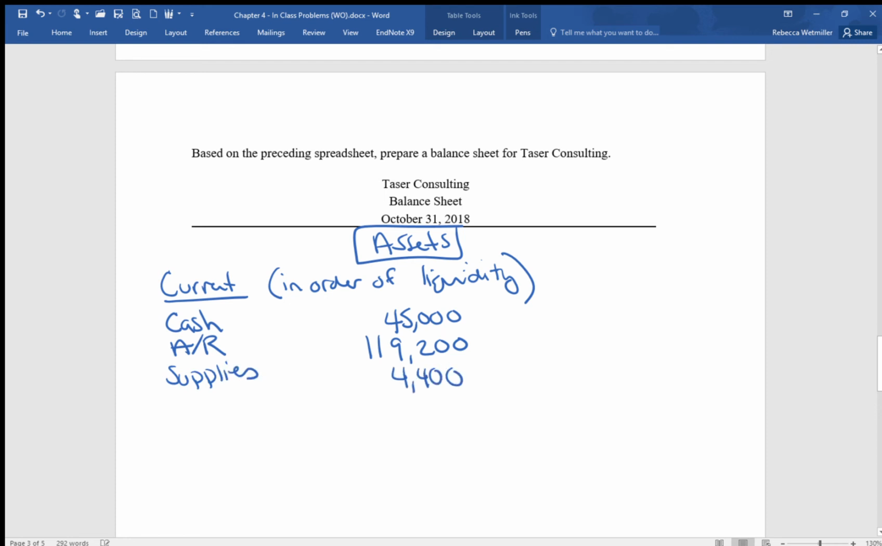Make sure you're using your adjusted trial balance, especially for that supplies, because we started out with a balance and then we used some, and then we ended up with the balance of $4,400. So if we add all those together, we get total current assets of $168,600.